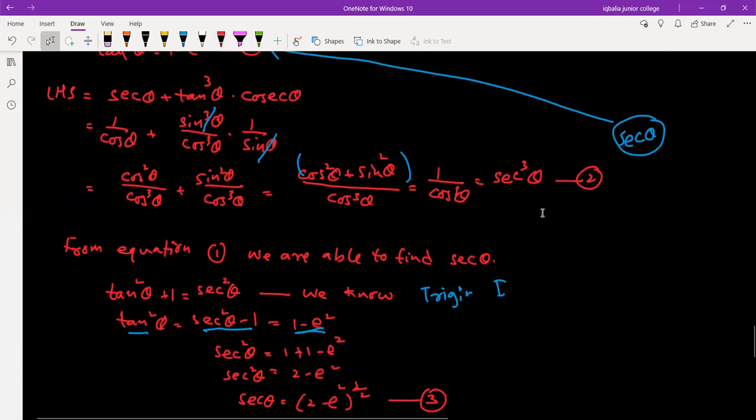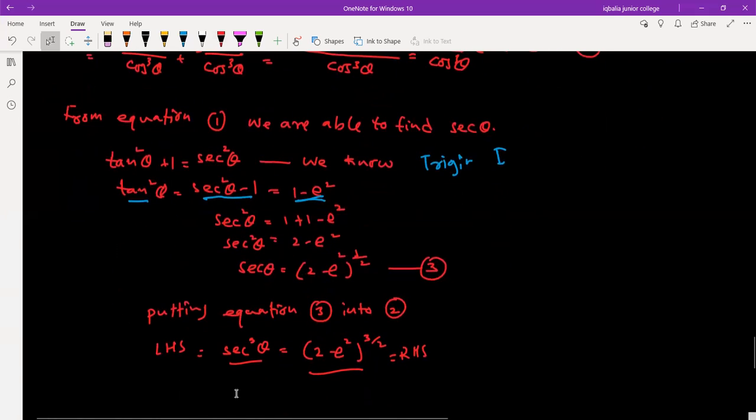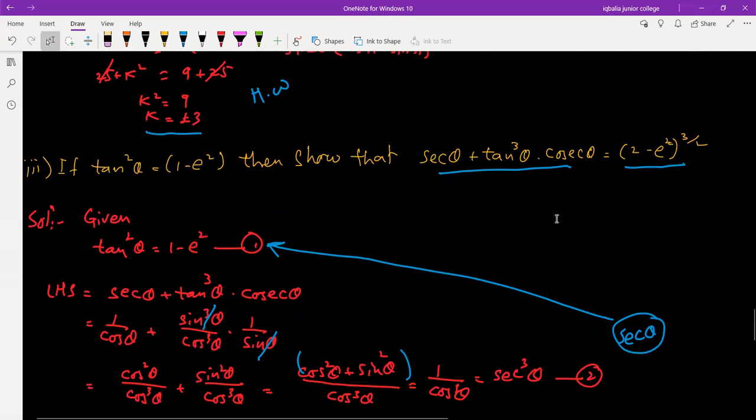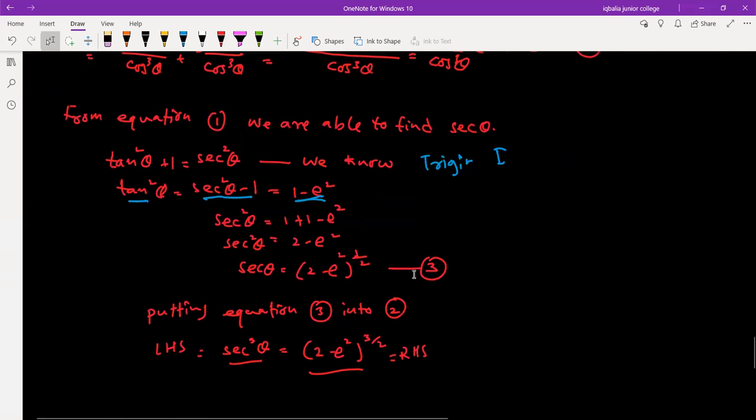See here, sec cube theta is the left hand side, and sec cube theta is equal to this value, and that value is the right hand side. So here we have proved that left hand side is equal to right hand side.